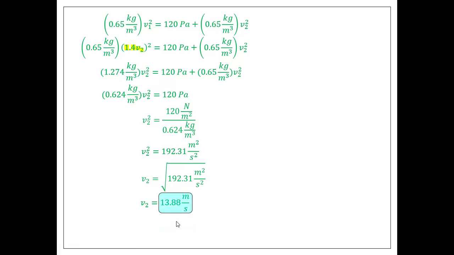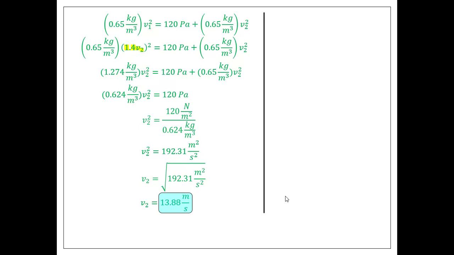So that's the speed in the cross section that's wider, right? The far left or the far right according to the original diagram. If you need to rewind the video, it went from a wide pipe to a narrow one to a wide one. So the speed in the wide area is going to be 13.88 meters per second. That's our answer for part A.